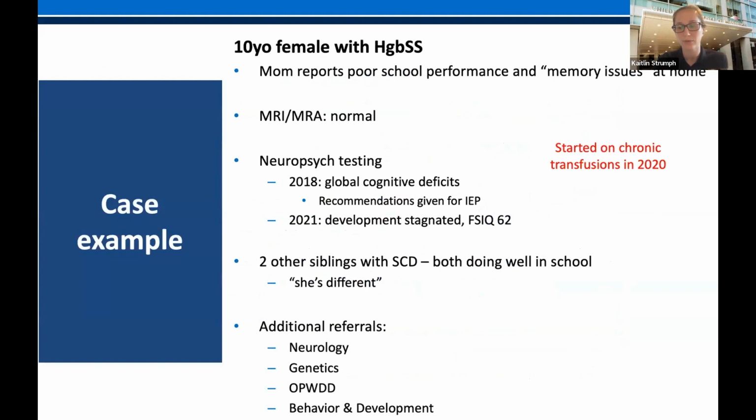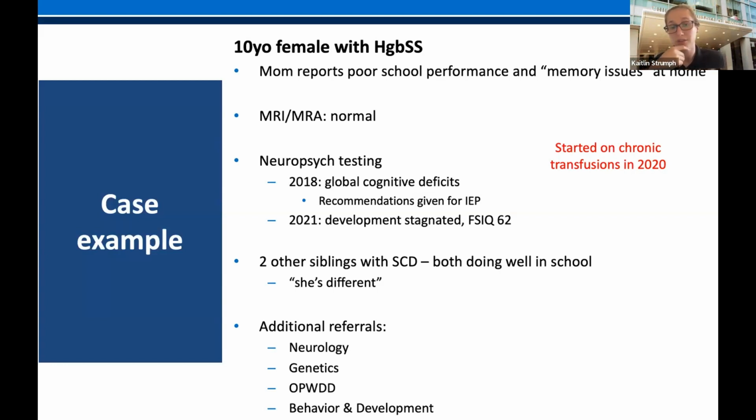This is another case example that we had. It's a 10-year-old female. She had hemoglobin SS, and the mom had reported poor school performance and memory issues at home. First we said, okay, is this related to her sickle cell disease? She got an MRI, it was normal. She had neuropsych testing, and it really showed global cognitive deficits. They had recommendations for an IEP. We tried starting her on chronic transfusions in 2020 to say, if this really is from her sickle cell disease, maybe we can try to prevent the sickle cell from contributing to it.